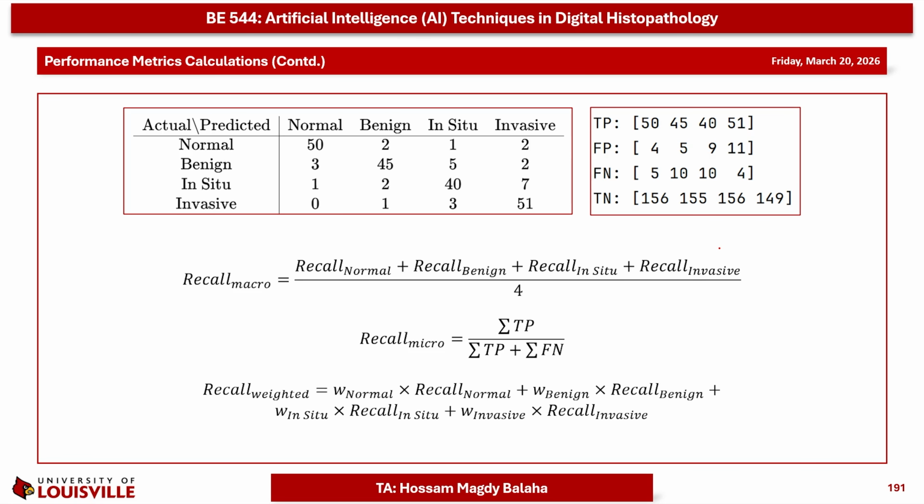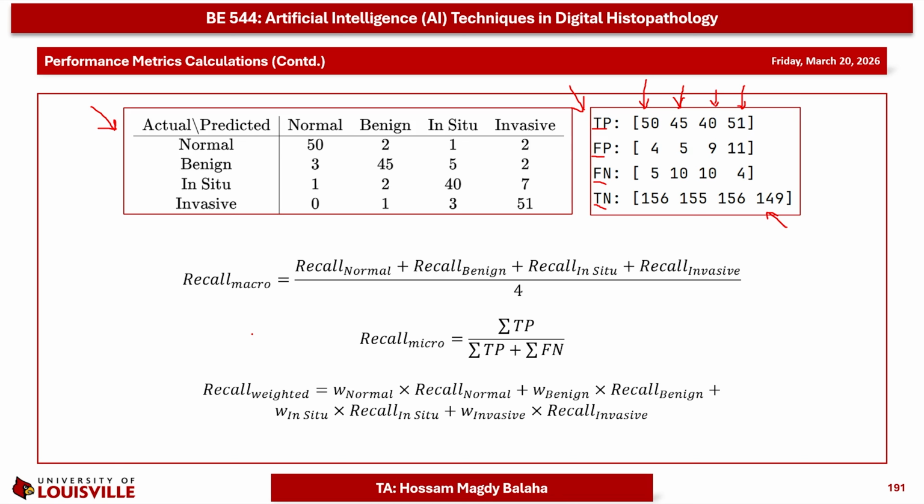To understand it well, let's get an example. Based on that confusion matrix, we extracted the elements of each category: true positive, true negative, false positive, and false negative. The first column refers to the elements for the first class normal, this is for benign, this is for in situ, and the other one for invasive. And those are extracted the same way that we did from a second, here and here. We just added them as a list so that we can calculate the metrics easily.